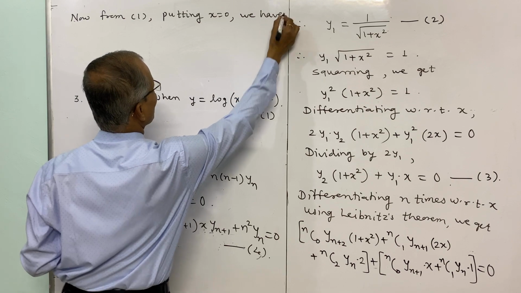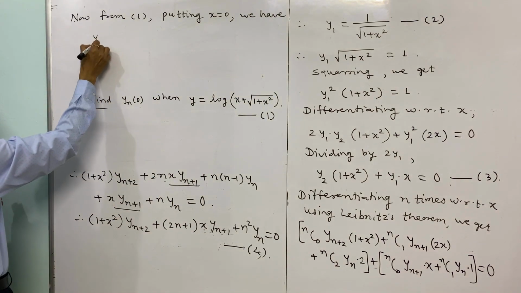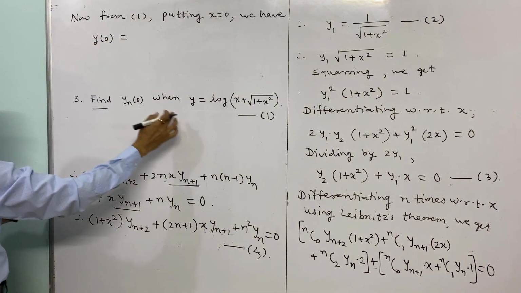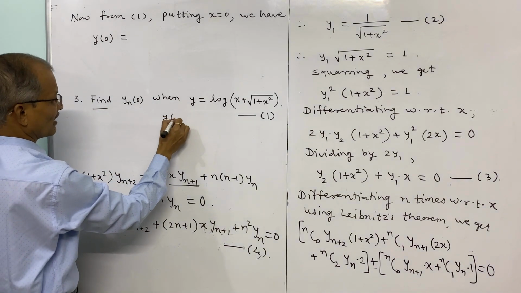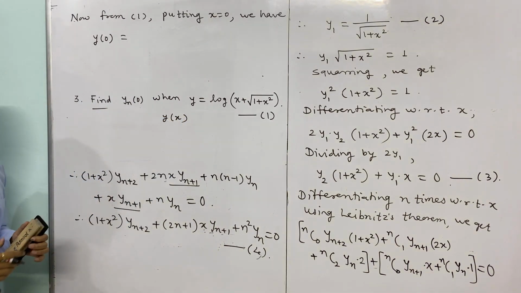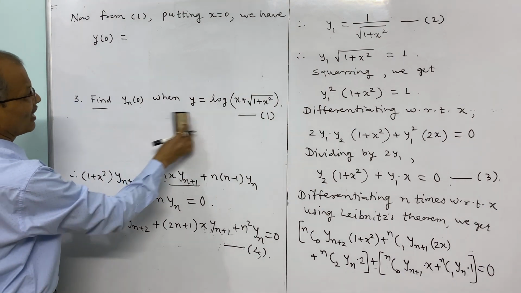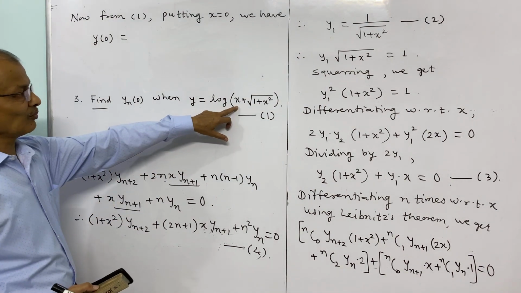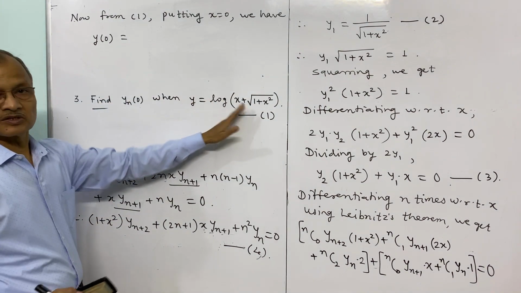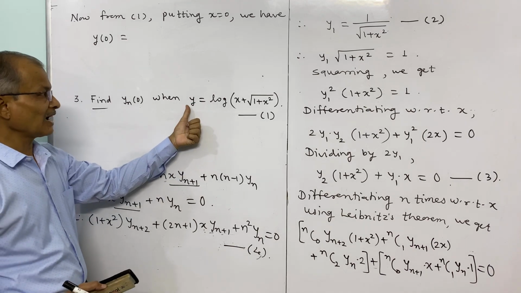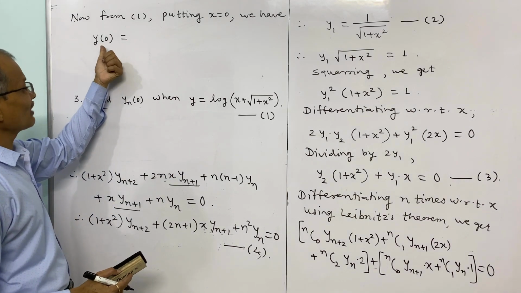We have y at 0. This y is a function of x, so actually this is y of x, and that is y of 0. We will write it, and on the right side put x is 0. We are putting x is equal to 0 on both sides. Y at 0 is written as y of 0.